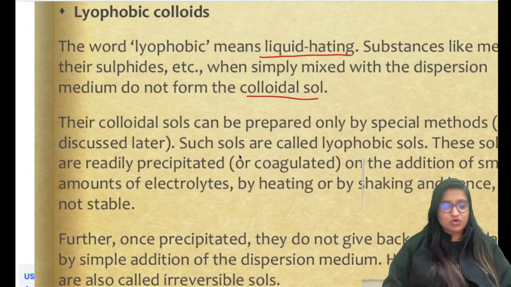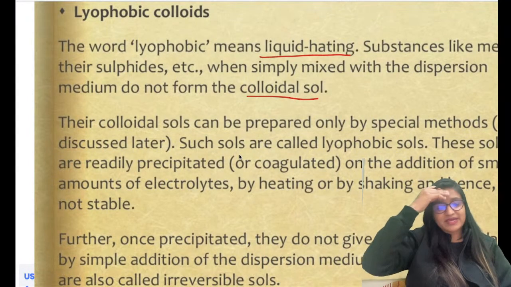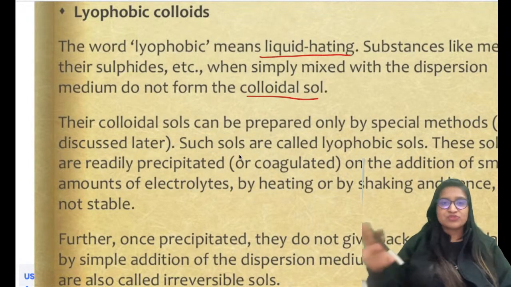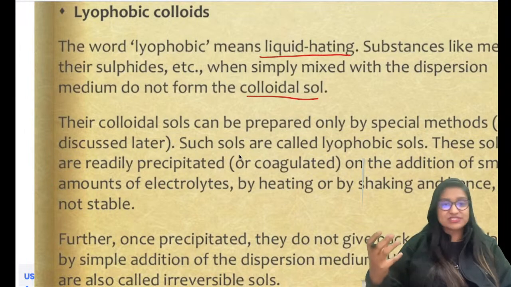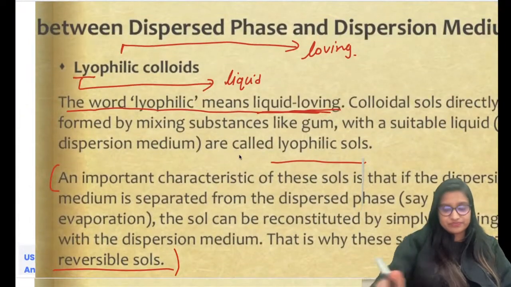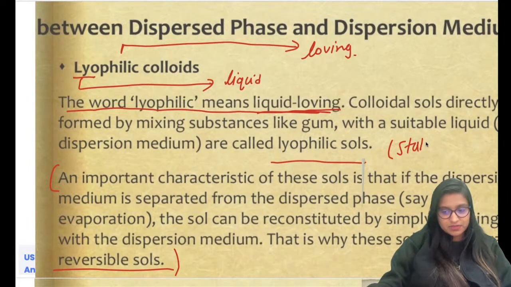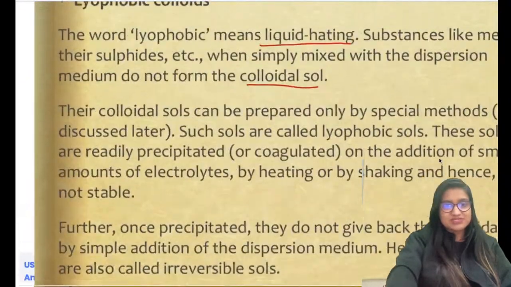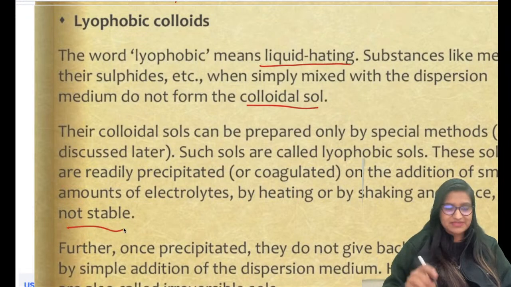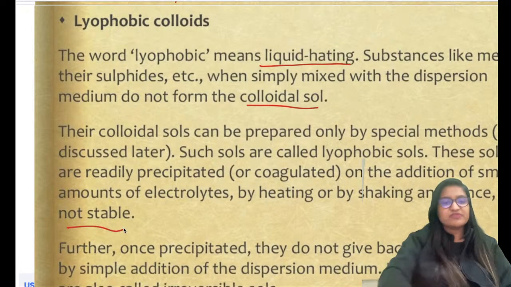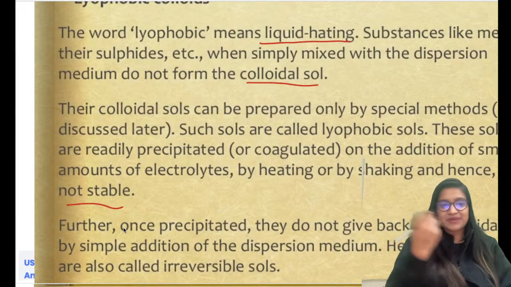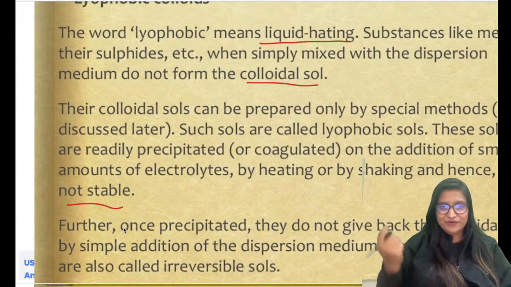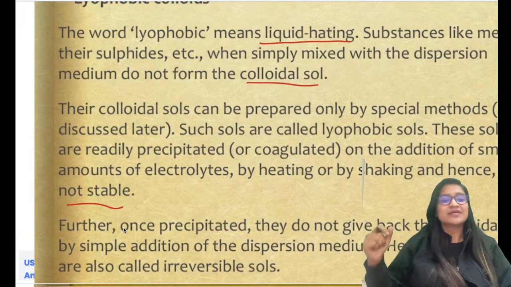So such sols are called lyophobic sols. These sols are readily precipitated or coagulated on the addition of small amounts of electrolytes, by heating or shaking, and hence are not stable. The lyophilic sols are very stable, okay? And lyophobic sols are not very stable. They are unstable. You will understand what is meant by peptization and coagulation. We will do everything, no worries.